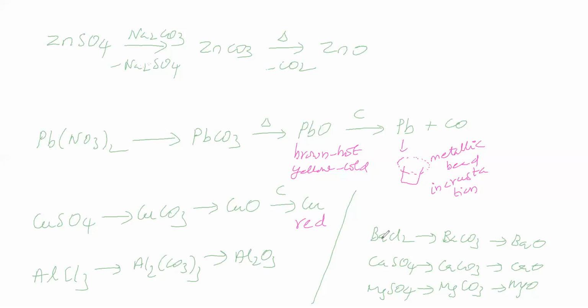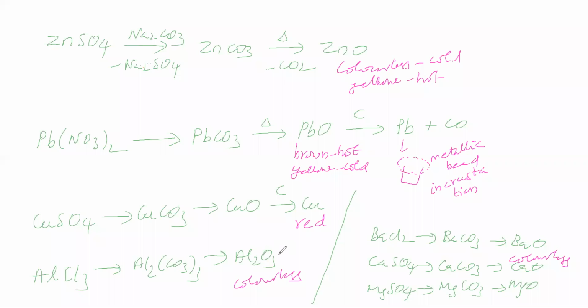Now barium chloride gives barium oxide. Aluminum oxide is colorless. Barium oxide is colorless. Calcium oxide is colorless. Magnesium oxide is colorless. Zinc oxide is colorless in cold condition, yellow in hot condition. So alumina, barium oxide, calcium oxide, and magnesium oxide are colorless.